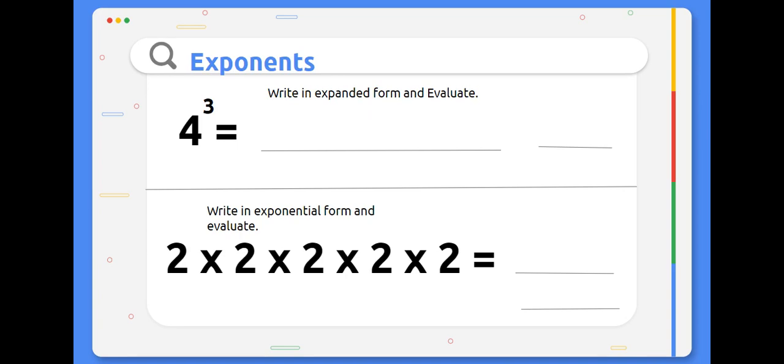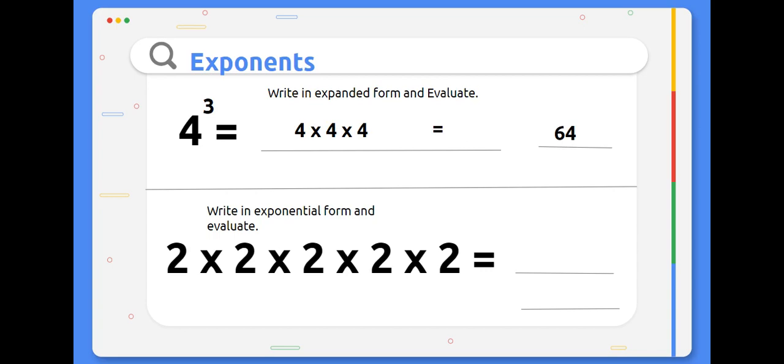Okay, exponent. We have to write this in expanded form and then evaluate. Go ahead and try this and then come back and see if you got it right. Okay, expanded form. You should have taken the big number and wrote it 3 times. So 4 times 4 times 4. Because we use the base, and the little exponent tells us how many times you use the base. Now, evaluate means to solve it. So 4 times 4 is 16. 16 times 4 equals 64.